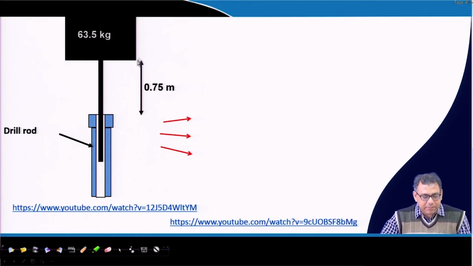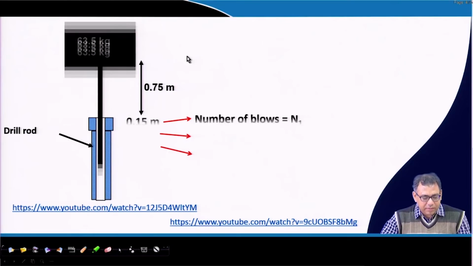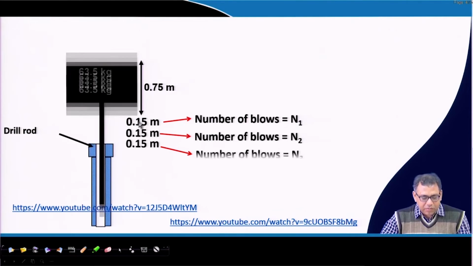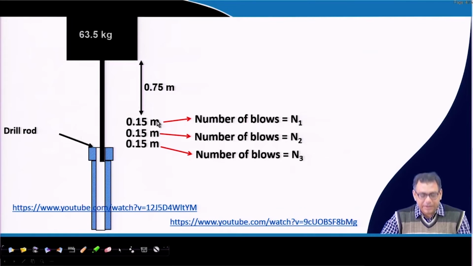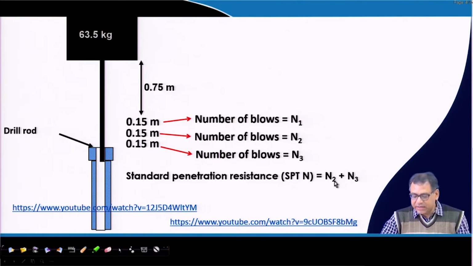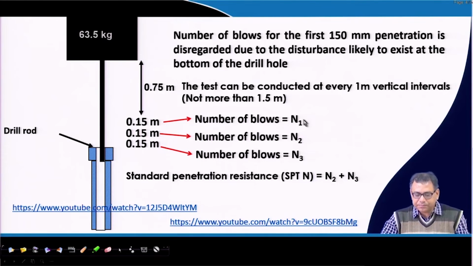This is the 63.5 kg hammer, which applies blows for 150 millimeter penetration, and each time we measure the number of blows, that is N1, N2, N3. As I mentioned, N1 we will not consider. So, the SPT value will be the summation of N2 and N3. SPT is N2 plus N3.